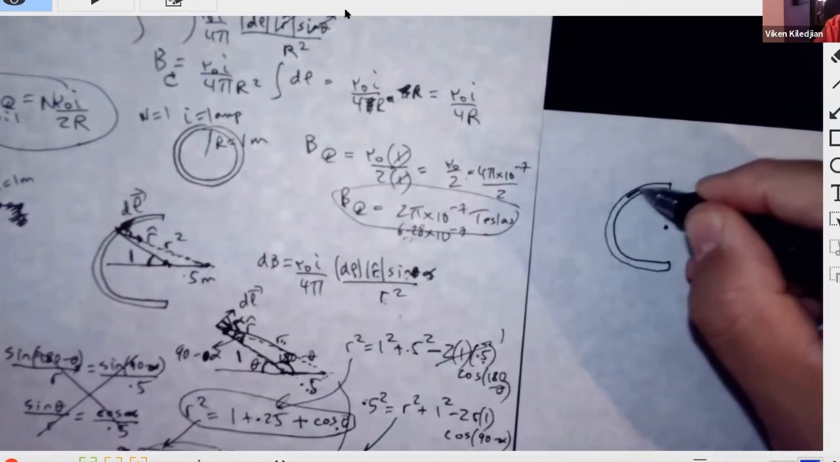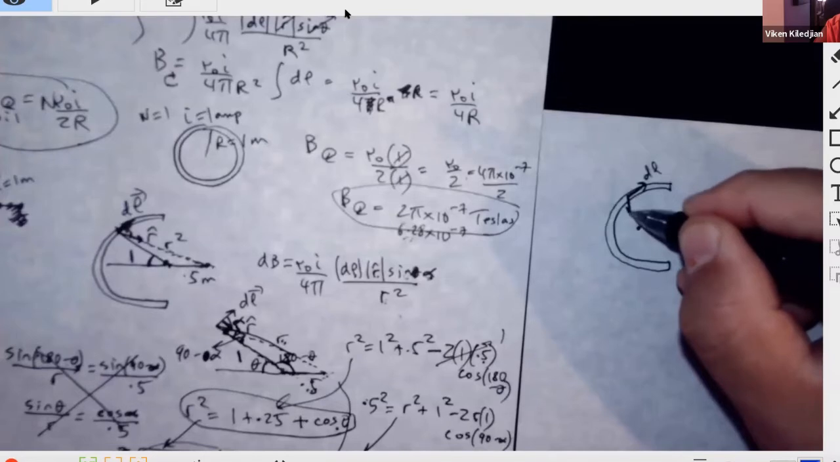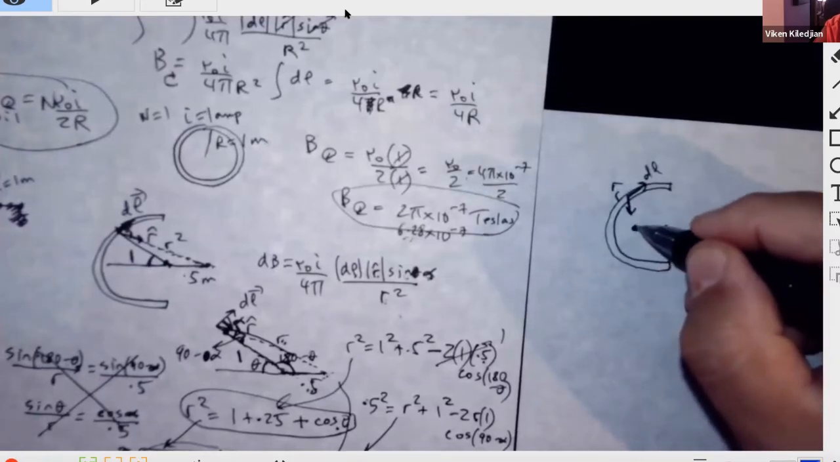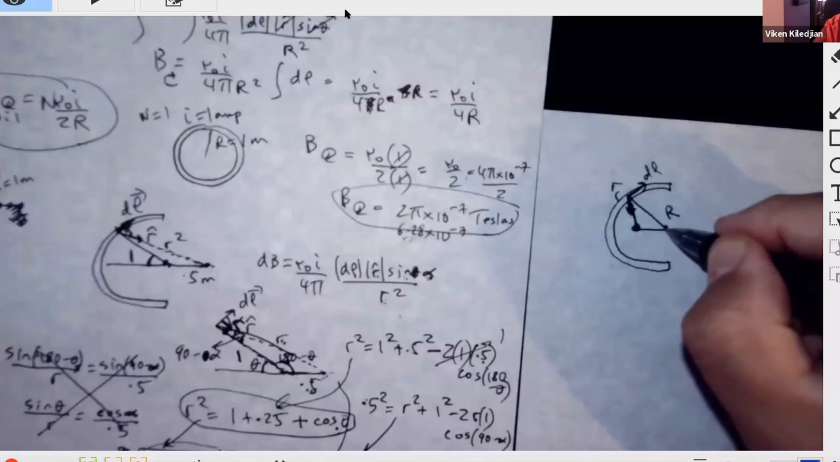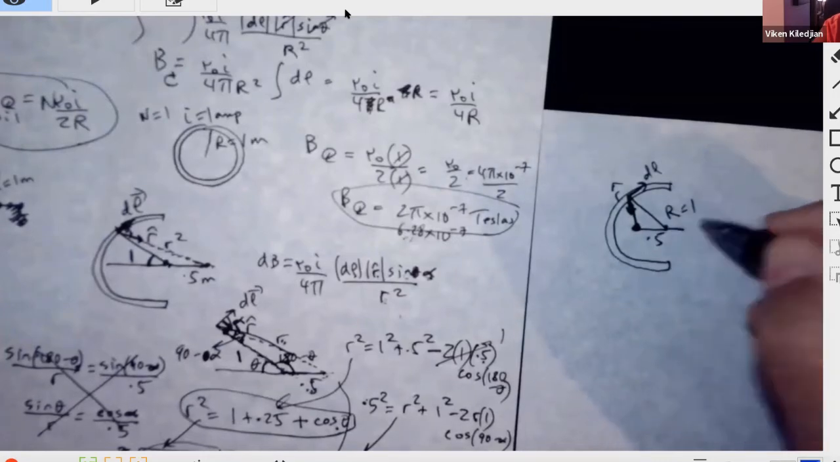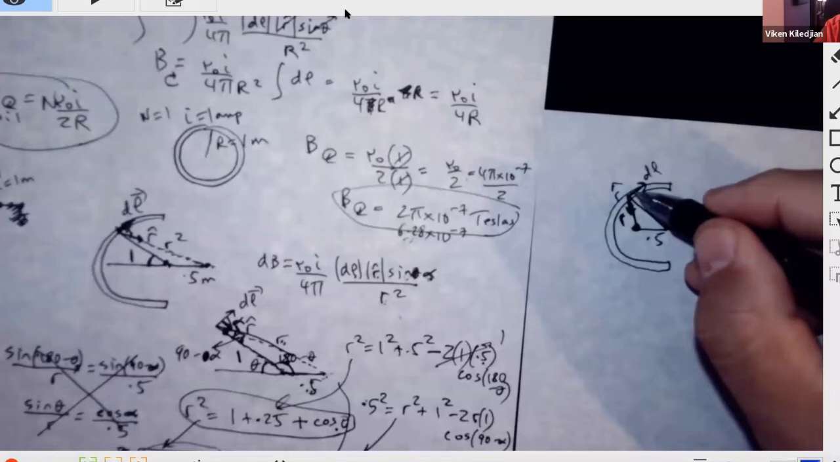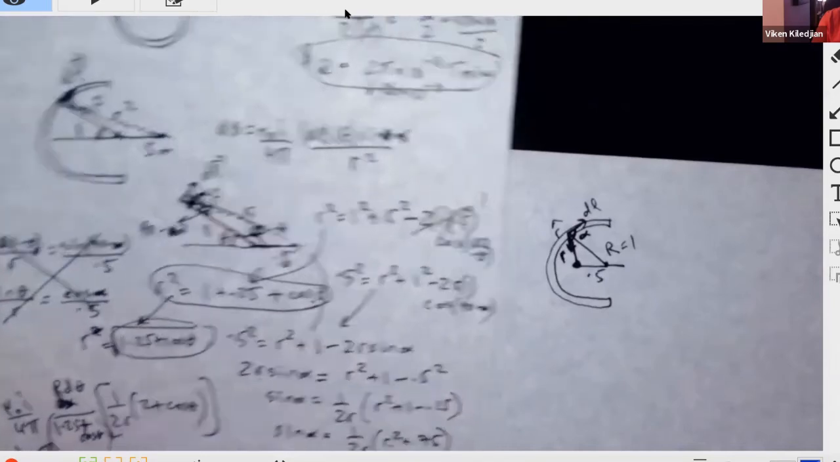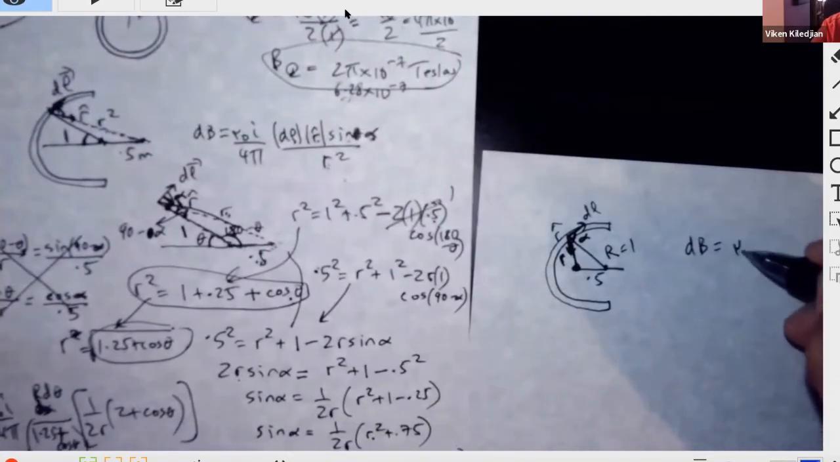now this is your dL. Now you're over here. This is your r hat vector. Then here is R, and this is the triangle. This is 1 meter here, this is 0.5, and this is the little r. And when you do the alpha, this is the alpha. Okay, so what changes here? dB is equal to mu 0 I over 4 pi.